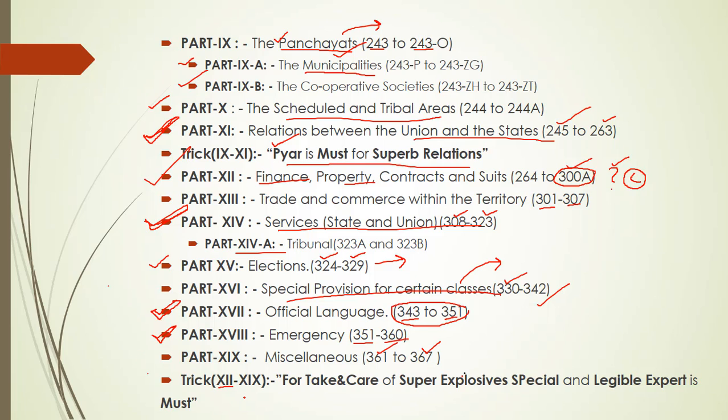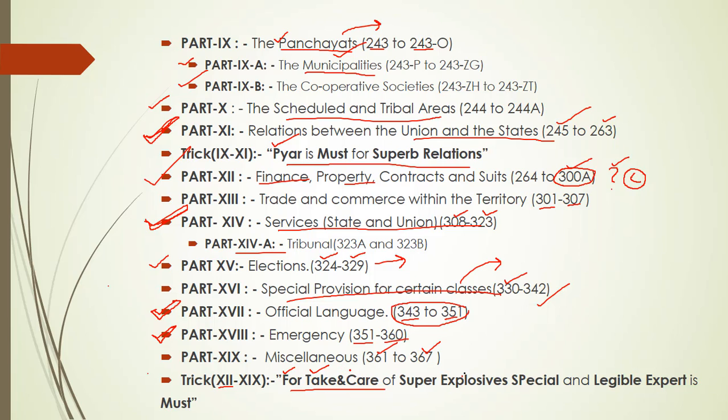So again, a wonderful trick coming for you all. It starts from Article 12 to Article 19. It says, for taken care of super explosive special and eligible expert is must. Now for F, it starts from the finance.